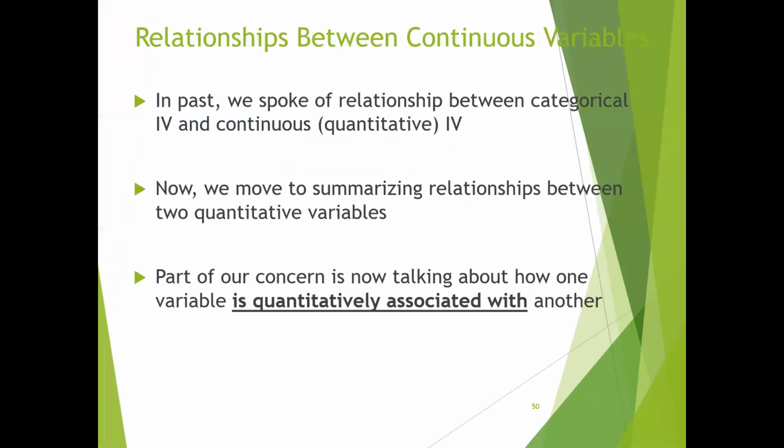So slide number 50, please. In the past 10 or 15 minutes, we've been talking about relationships between a categorical independent variable and a continuous or quantitative dependent variable. That's a mistake on the slides. It should be DV, not IV. Again, the independent variable was categorical. The dependent variable was quantitative.